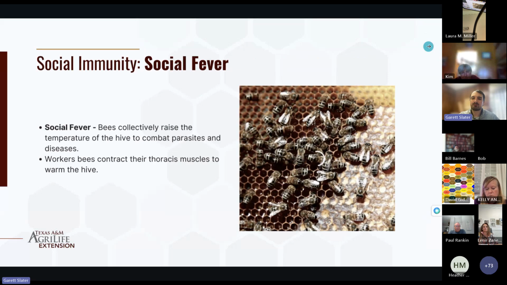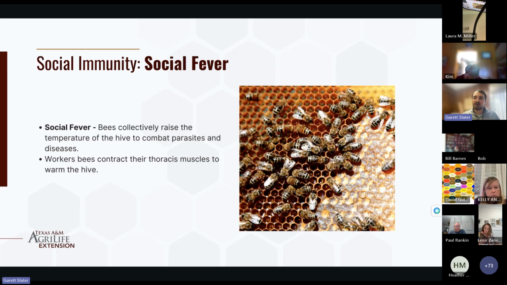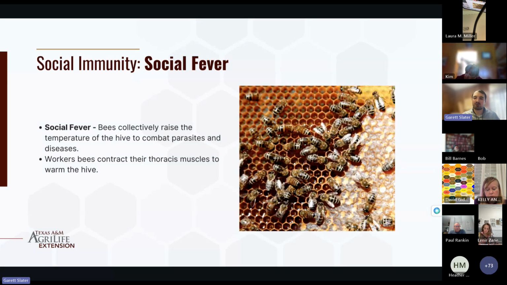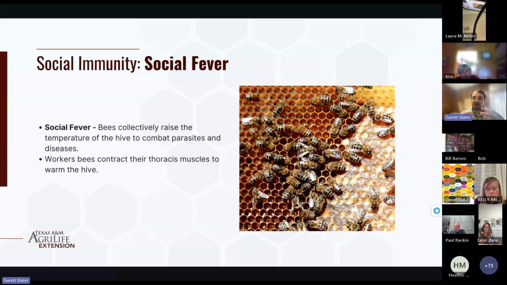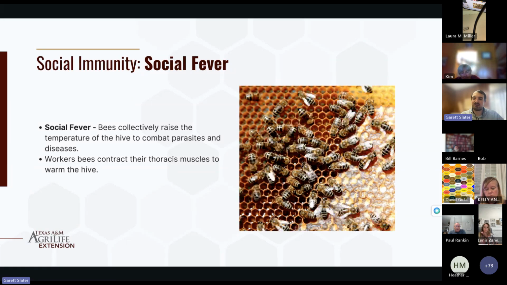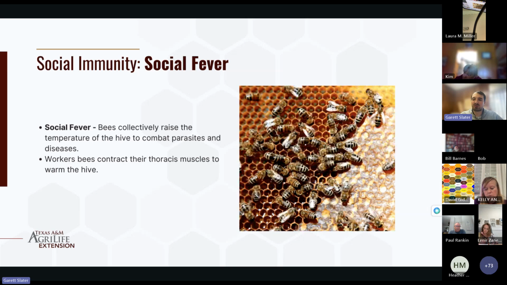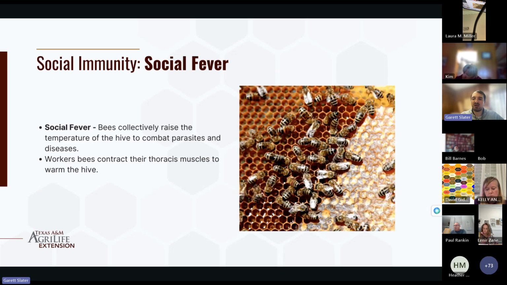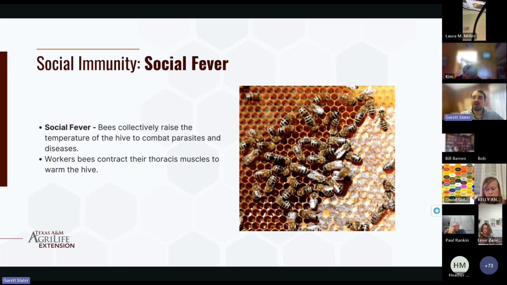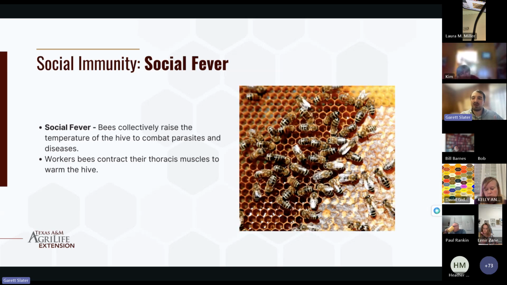One thing that bees also use is social fever. Just like when we have a temperature, our body temperature is raised to combat these diseases and viruses. But instead of individual bees' temperature rising, the entire colony's rises. What bees do is they try to maintain a temperature of 95 degrees within a colony. But if there's an outbreak of a fungal disease, a bacterial disease, or a viral disease, the whole colony will increase their temperature as a way of combating these diseases. And one way they increase their temperature is by contracting their muscles in their thorax, moving them really fast, and producing heat within the colony.